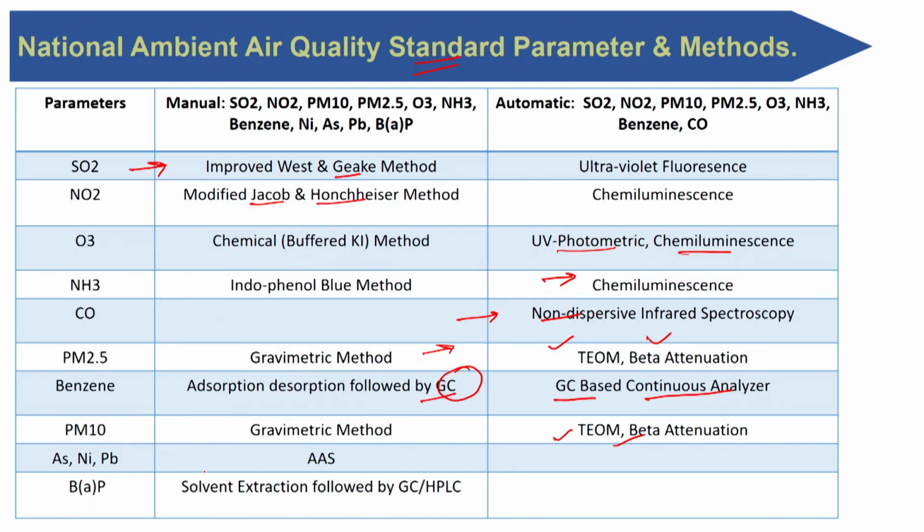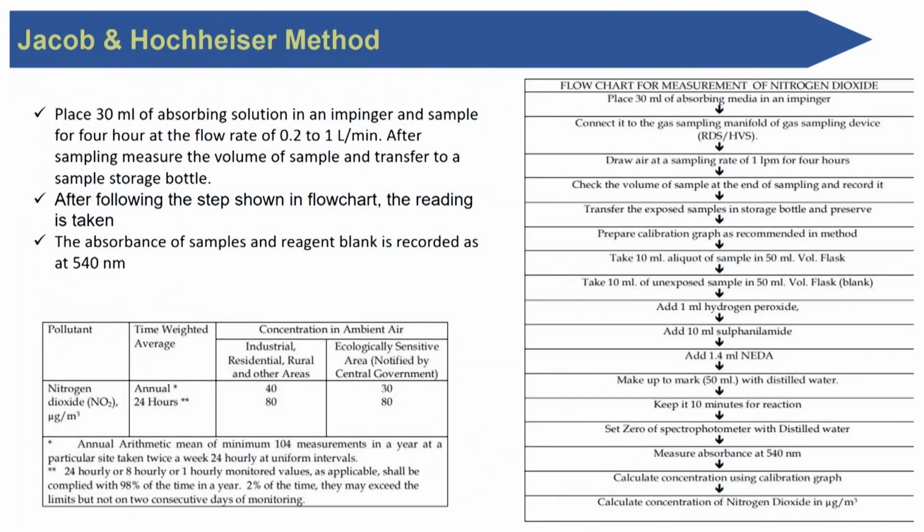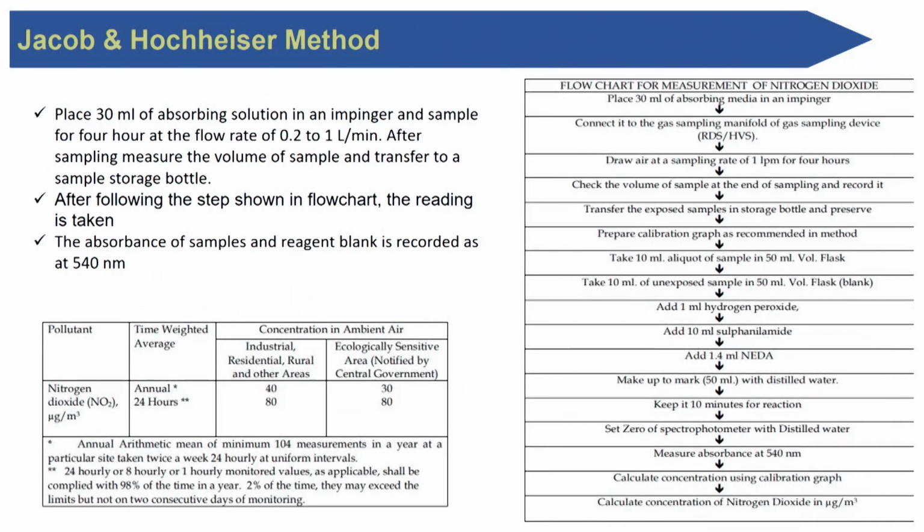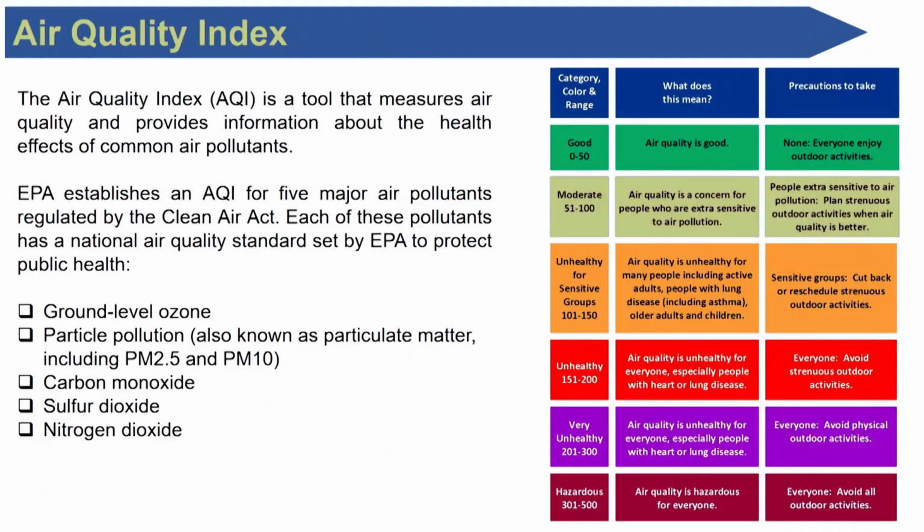And then for arsenic, nickel and lead, you have no other option, so you probably have to go for AAS, or if you want to measure further elements, then you can use ICP-AES or ICP-MS. Benzopyrene is usually measured using solvent extraction followed by GC or HPLC, high performance liquid chromatography. These are the details of the methods. I am not going to discuss them in detail because they are in the literature, so you can just read them. And then finally we get all the data.